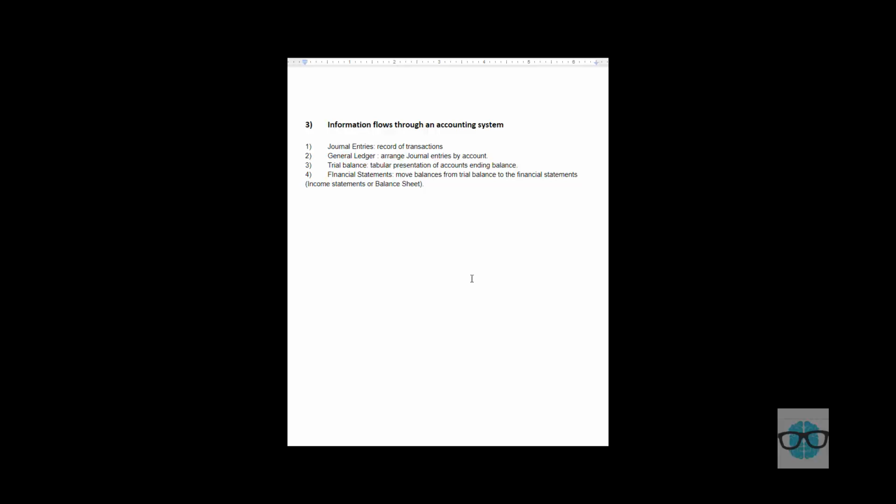Let's suppose we are recording a transaction like paying rent. So first we record a general entry: rent account debit to cash account.